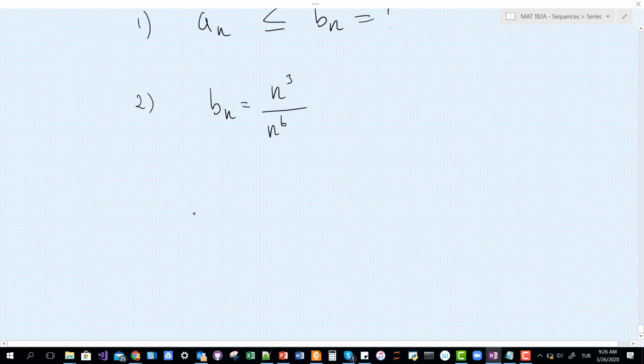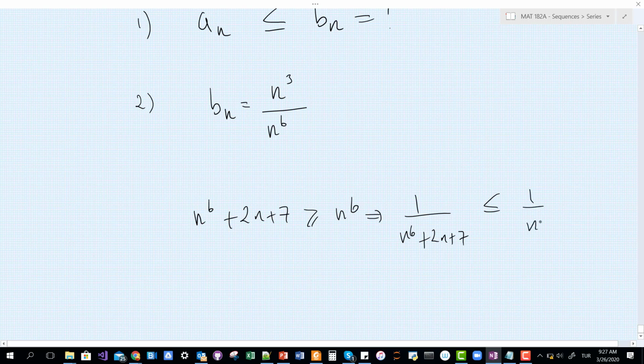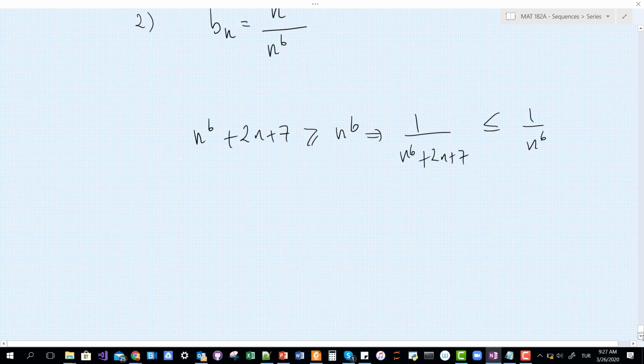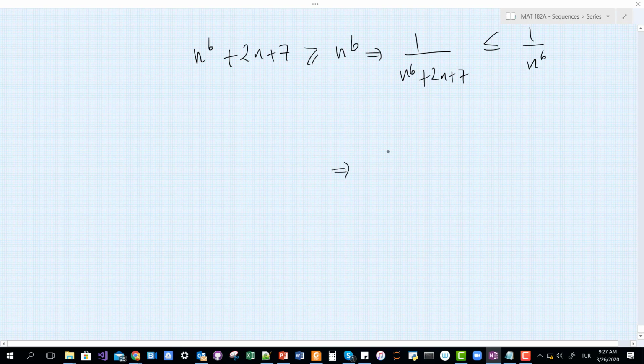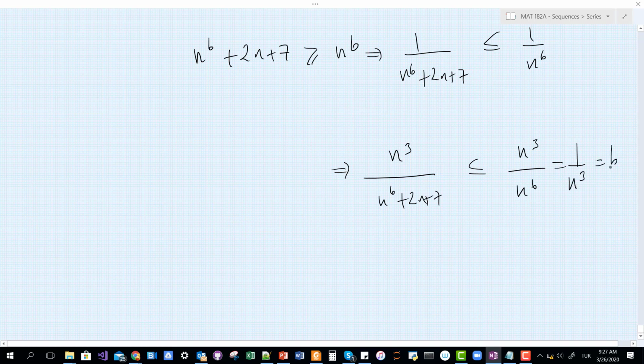How? In this way. N to the 6 plus 2n plus 7 is bigger than n to the 6. If I flip this, that would be equal to this, and that's going to be less than 1 over n to the 6. If I multiply by n cubed, that would be equal to this, which is less than n cubed over n to the 6, which is equal to 1 over n cubed. This is my bn, guys, and this is my an, as you see. And then I satisfy the condition of the comparison test.